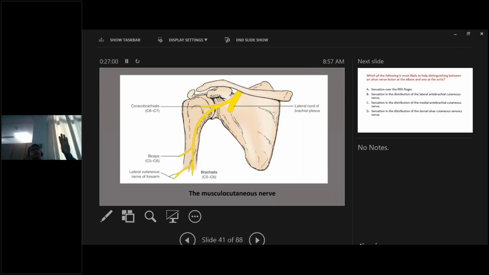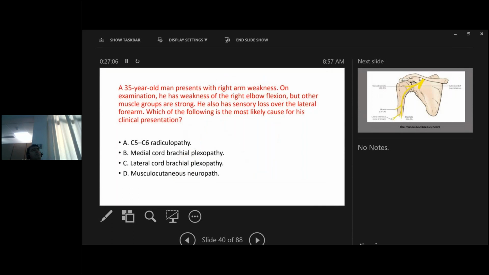So why is it not the lateral cord, Dr. Hattou? Why is it not the lateral cord? Because it's only limited to the flexion. Biceps? Mainly limited to the biceps. There is no other muscle group. No median muscle. There is no median pronator teres weakness, for example. So it's just very limited.